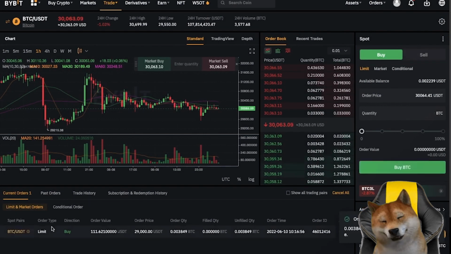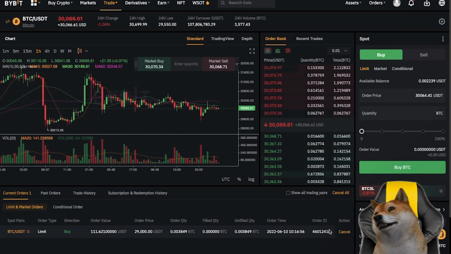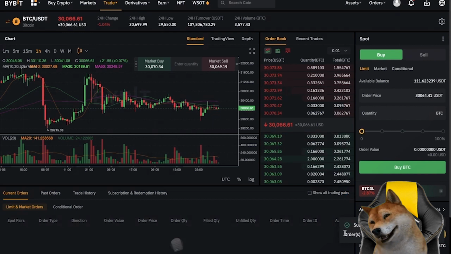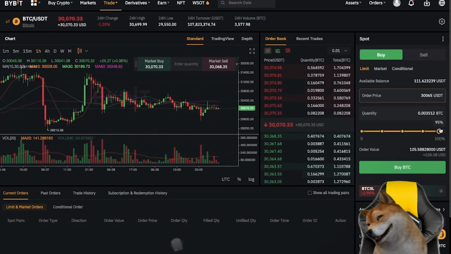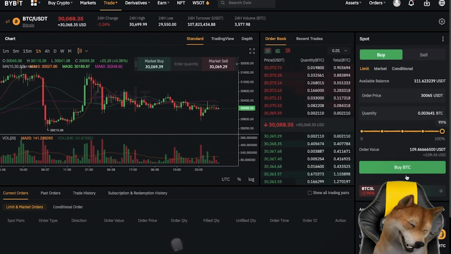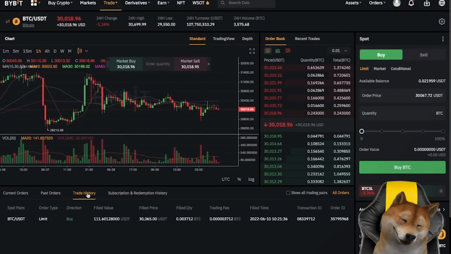Now while you wait, your open order will appear under the current orders here. And whilst it's still open and hasn't been filled, you can cancel an order, so that if the market changes in the wrong direction, or if you have made a mistake, you can cancel the order and try again. So in this example, I'll now set my buy price a little closer to the current prices, which is still cheaper than the current market price, and then I'll try again.